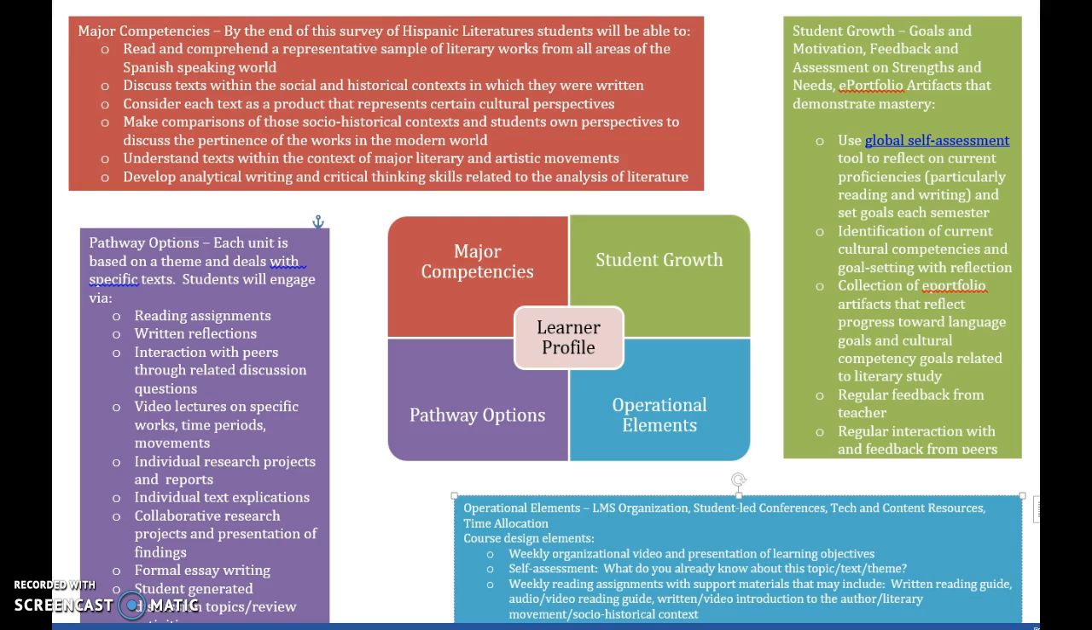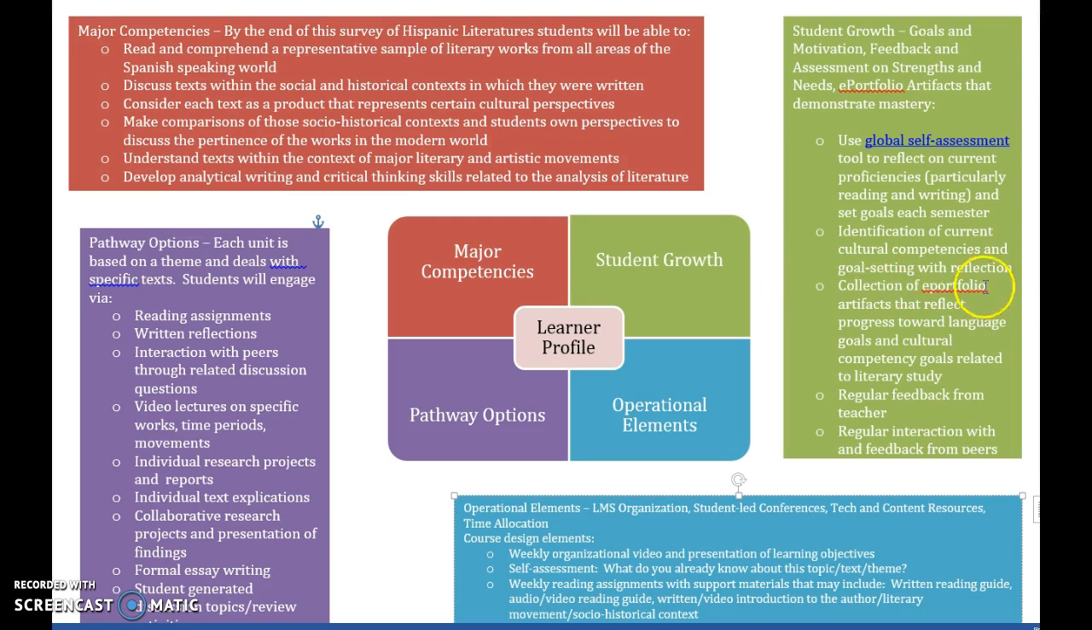Anyway, starting with student growth, the whole point of the course is that students challenge themselves to read texts that serve two purposes. One, those texts are a representative sample, as we're talking about in the major competencies, of Hispanic literary works, but also are samples of a cultural product, because the students will set cultural competency goals. And setting goals is a major part of the first two student growth tools.